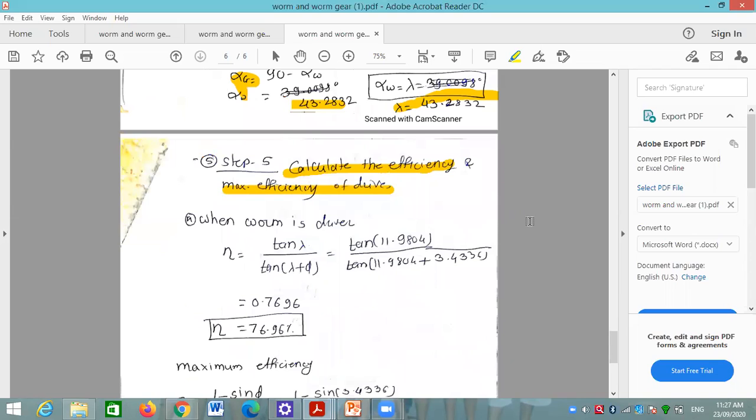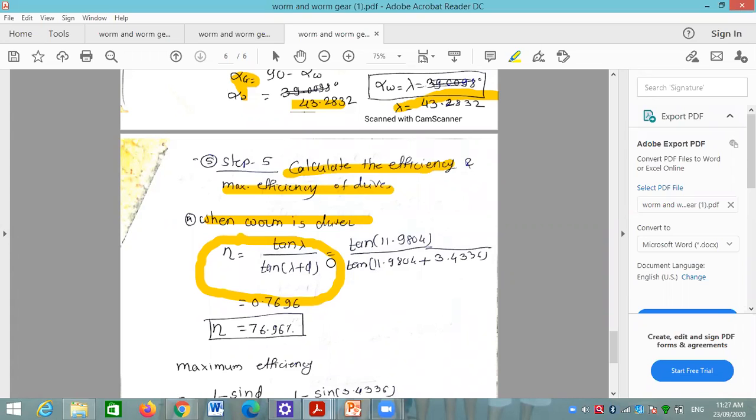Okay. And the last step of our numerical is to calculate the efficiency and maximum efficiency of the drive. Always remember, as I told in the last lecture also, in worm and worm wheel, worm is always the driver and worm wheel is always driven. Means input is always given to the worm and output is always obtained at the worm wheel. So when worm is driver, the formula for efficiency is equal to tan of lambda divided by tan of lambda plus phi, where lambda is the lead angle and phi is the friction angle.